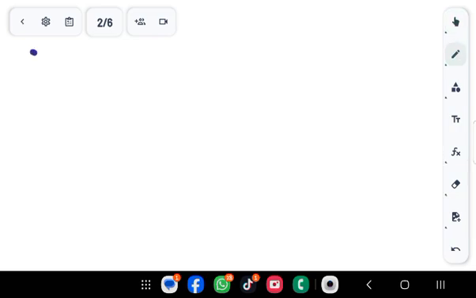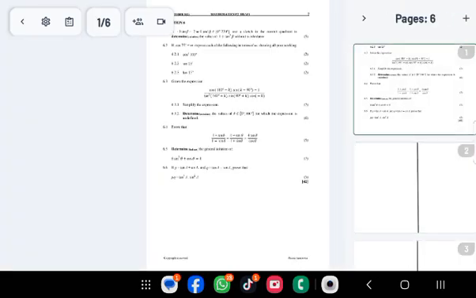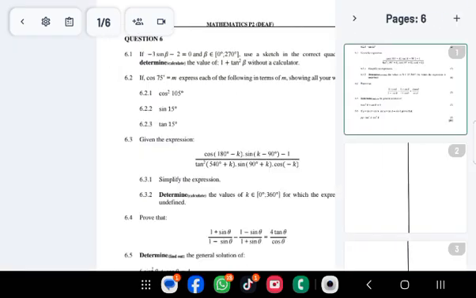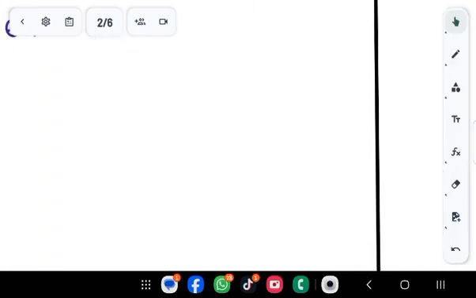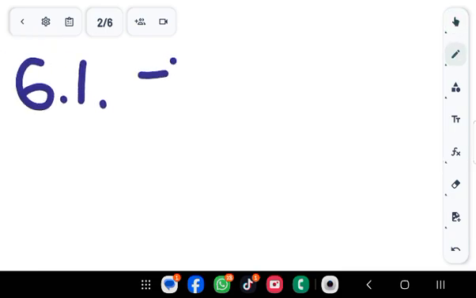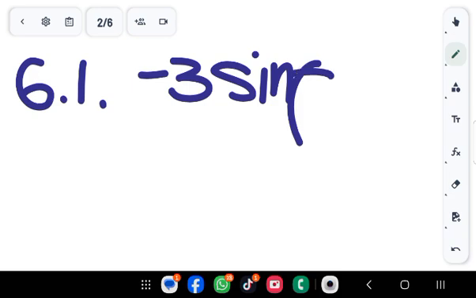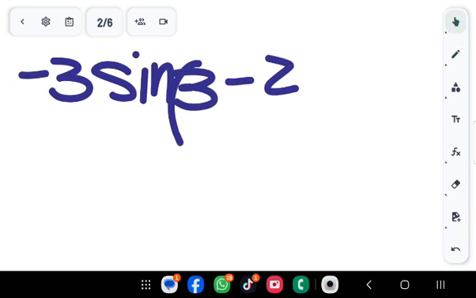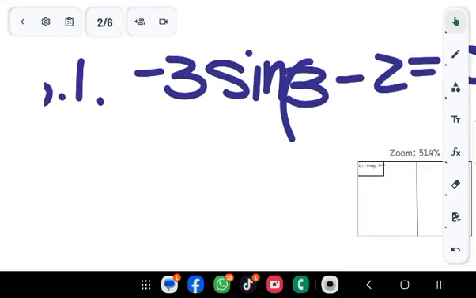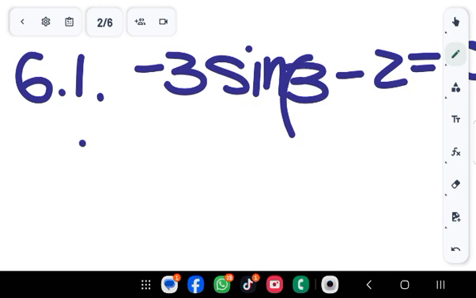All right, so let's go. 6.1 goes: minus 3 sine beta minus 2 equals 0. Negative 3 sine beta minus 2 equals 0. And we are told that this angle is between 0 and 270 degrees, which we're going to take a look at now. But let's clean this one up first.